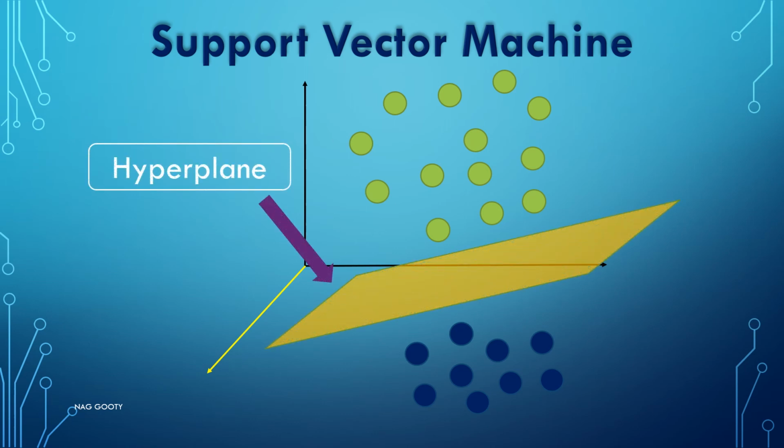Now that you have understood how SVM works, you have to tabulate the confusion matrix to calculate accuracy and other metrics. Refer to my previous classification technique videos on how to tabulate the confusion matrix and calculate accuracy and other metrics.